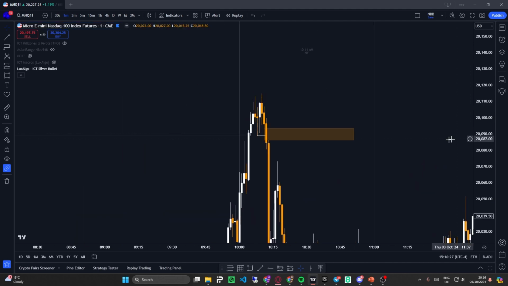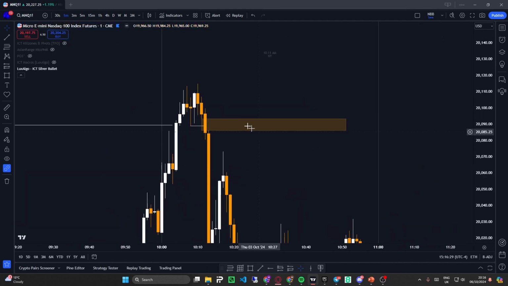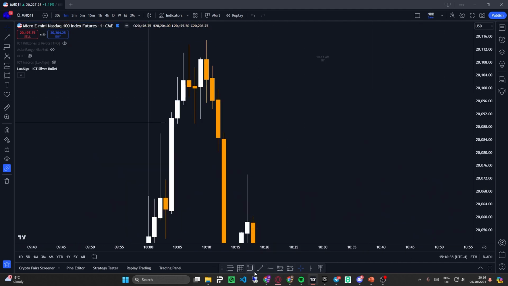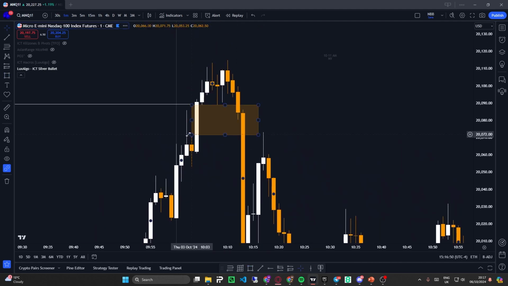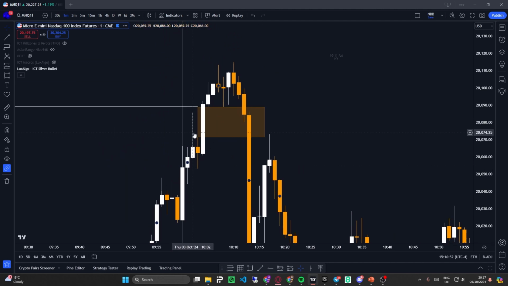Now, what they could have taken instead is a simple SMT and inversion fair value gap entry. So look, we had this fair value gap over here, we closed below it, and what happened was we clearly inversed this, and this fair value gap wasn't being respected.